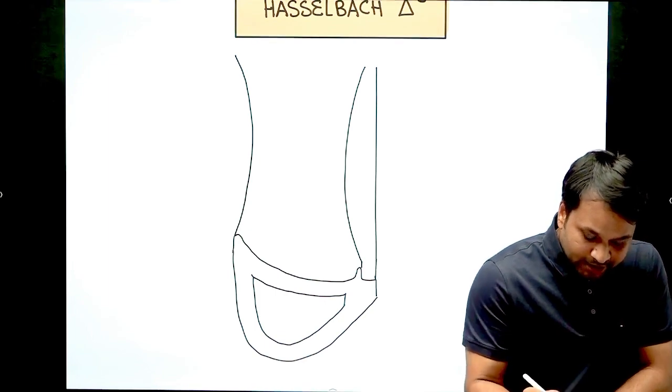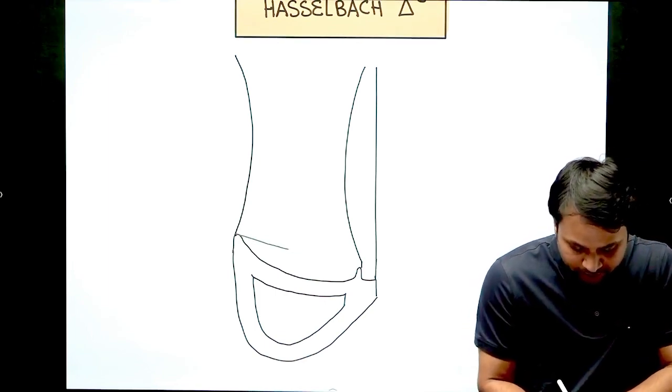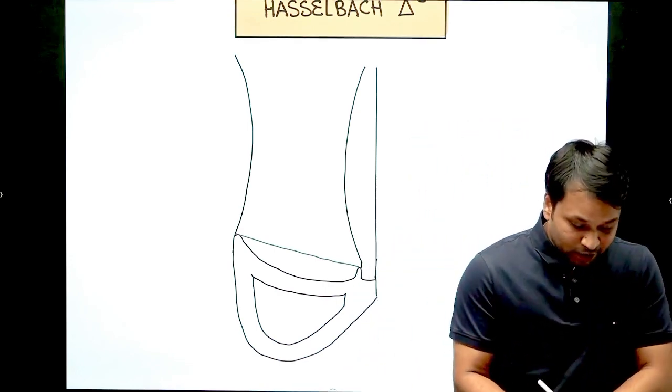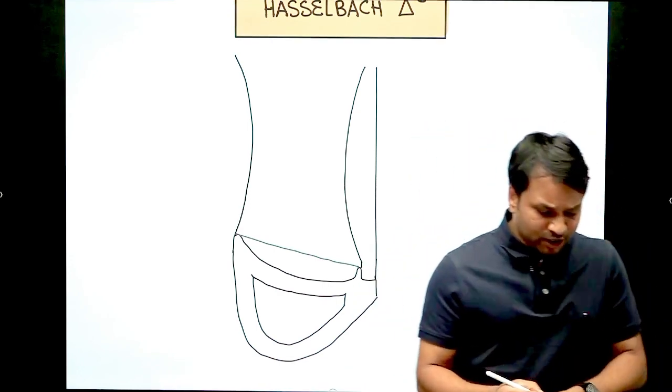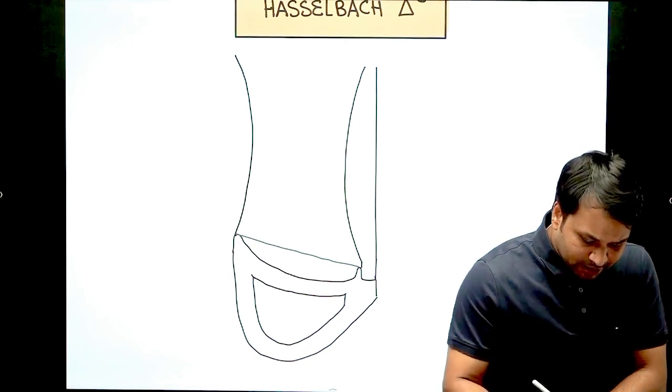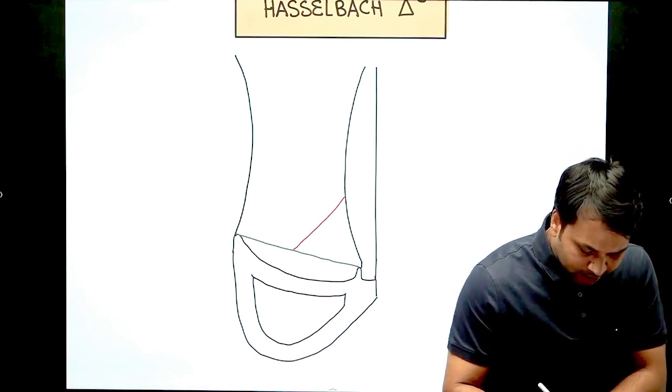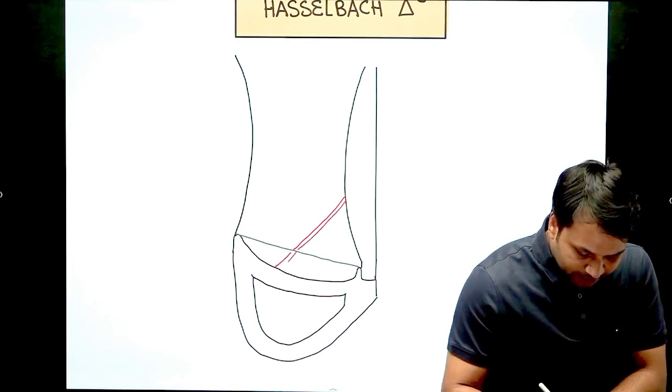Next, you will notice that this is your inguinal ligament from the anterior superior iliac spine all the way to your pubic tubercle. And posteriorly, it is made up of your fascia transversalis. There is a blood vessel that is going to arch out like this from the external iliac. And this blood vessel that is arching out is your inferior epigastric artery.